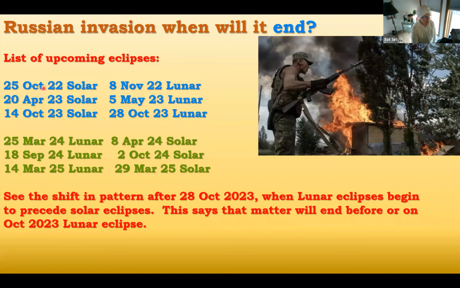So we see the next few eclipses coming up. We have pairs of solar eclipses followed by lunar eclipses, and then later it shifts to lunar eclipses followed by solar eclipses. So really within this pattern is 1 unit of time. And so we see that the matter will end before or on this last eclipse of this group of eclipses. So then we can use the Sarvatobhadra Chakra to try to figure out which one.